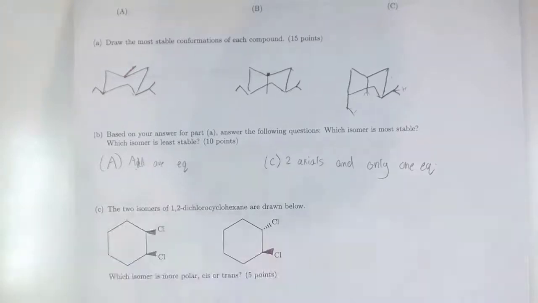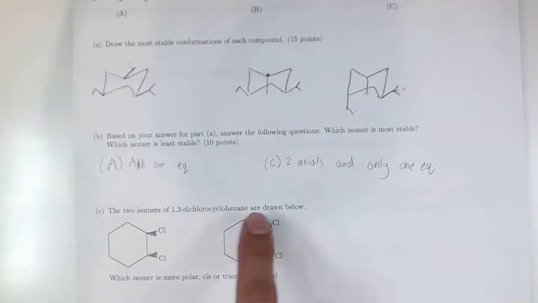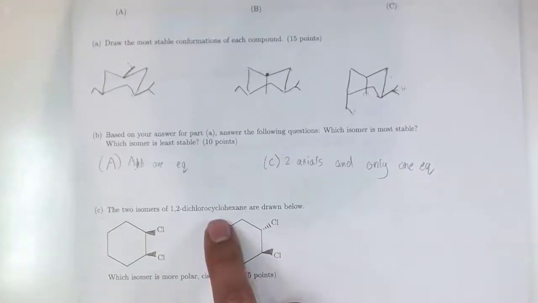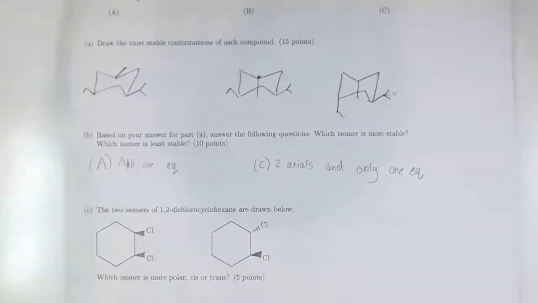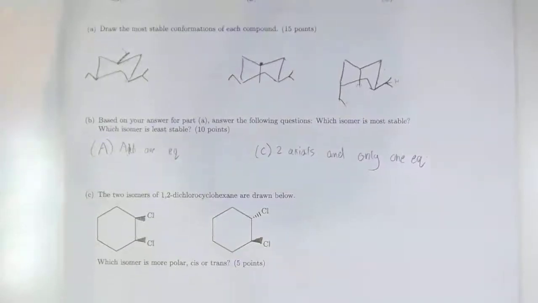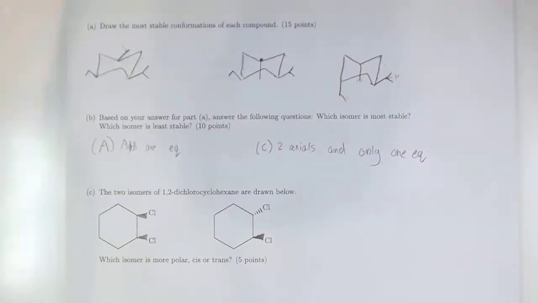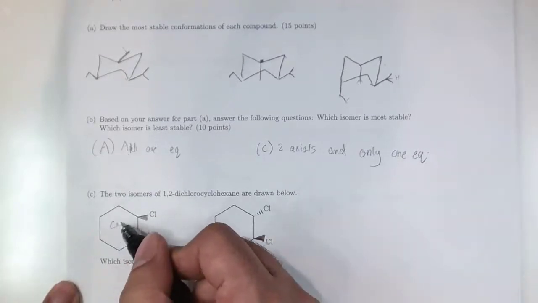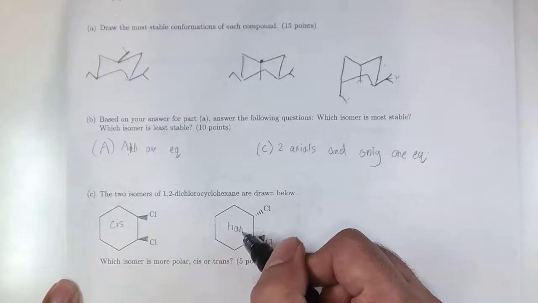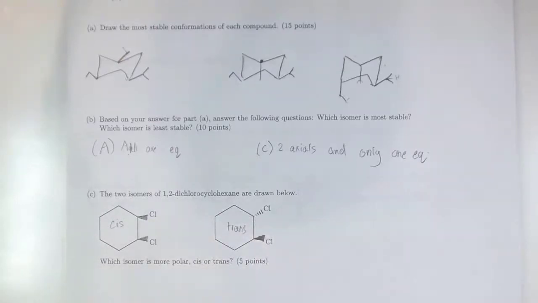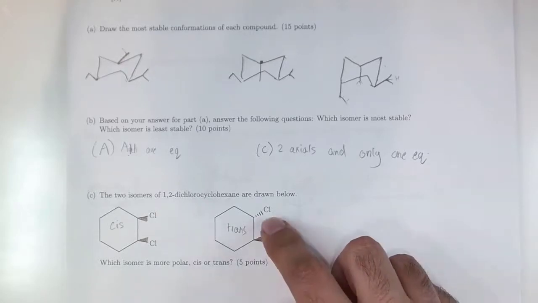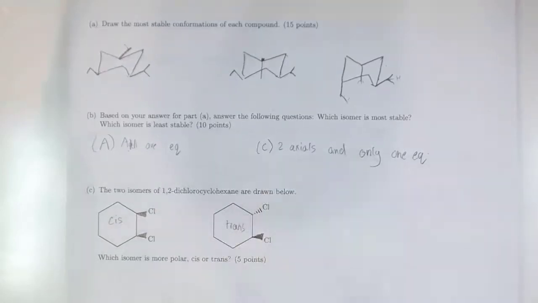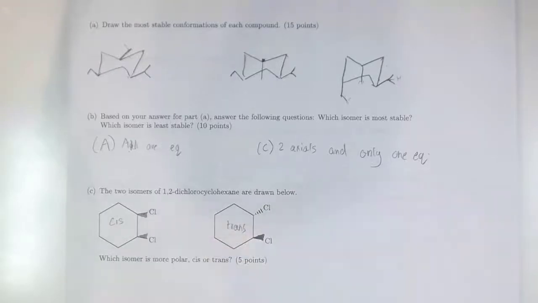All right. So part C. We're given two isomers of 1,2-dichlorocyclohexane. So which one is cis? Which one is trans? That is correct. This should be cis. This should be trans. Remember, cis means both pointing in the same direction. Trans means both are pointing in opposing directions. Okay. So this could have been wedge dash or dash wedge. It doesn't matter. Or this could have been two dashes.